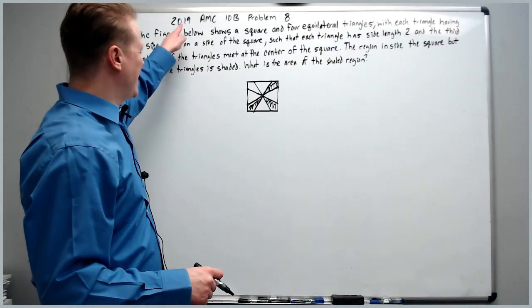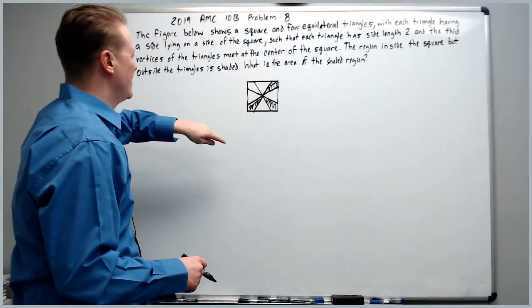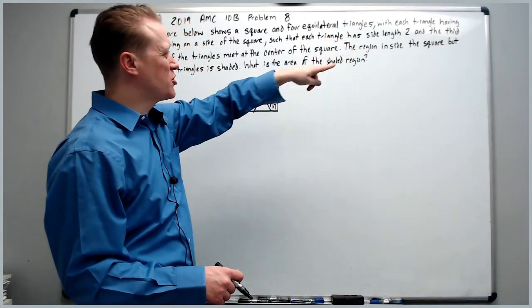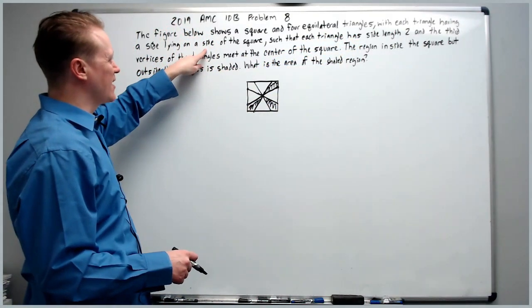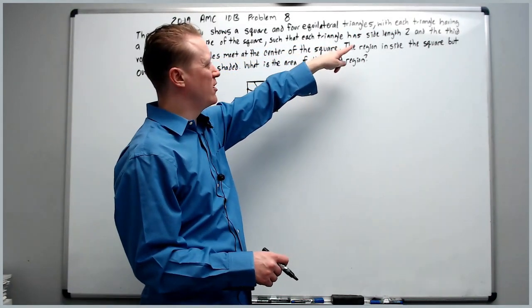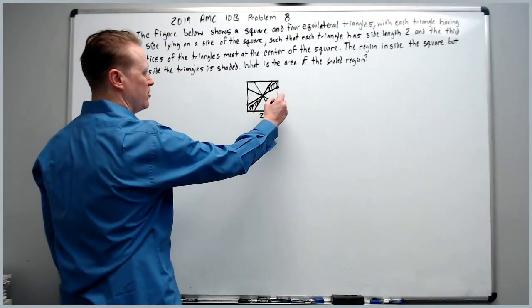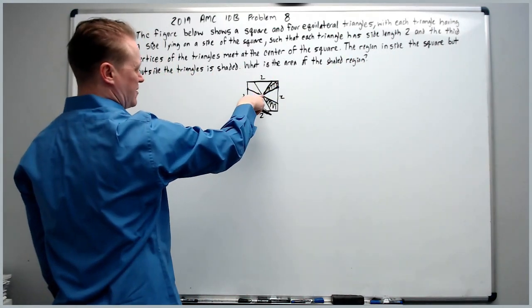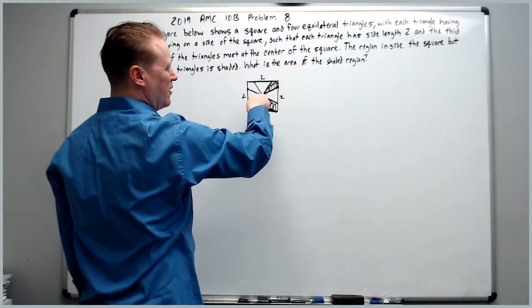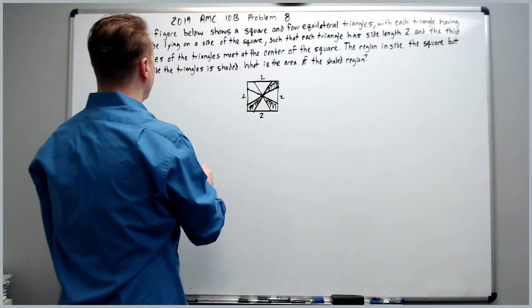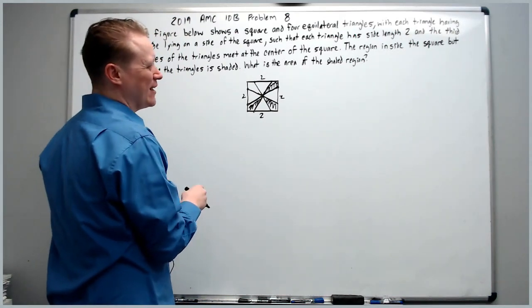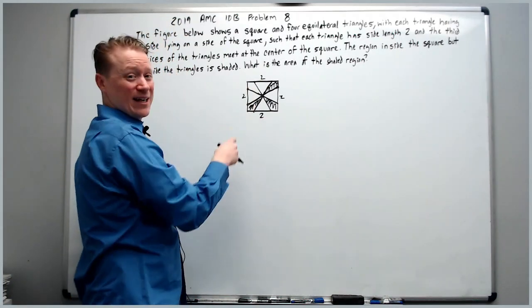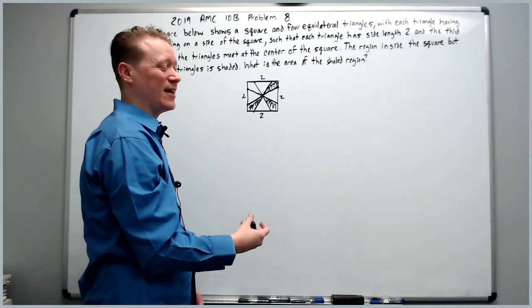Okay, this is the 2019 10B problem number 8. The figure below shows a square and 4 equilateral triangles with each triangle having a side lying on the side of the square, such that each triangle has side length 2. So these are 2, 2, 2, and 2. And the third vertices of the triangles, that's the one in the middle, meet at the center of the square. The region inside the square but outside the triangles is shaded. What is the area of the shaded region? Okay, so this is shaded too technically, but I need to draw in there, so I didn't shade it.